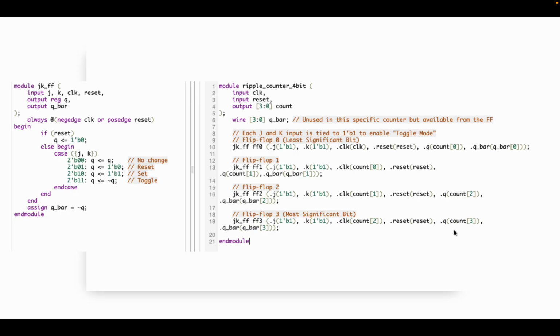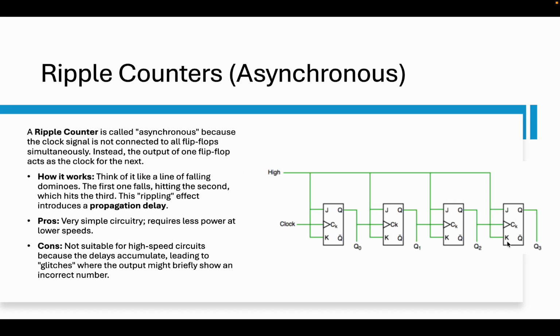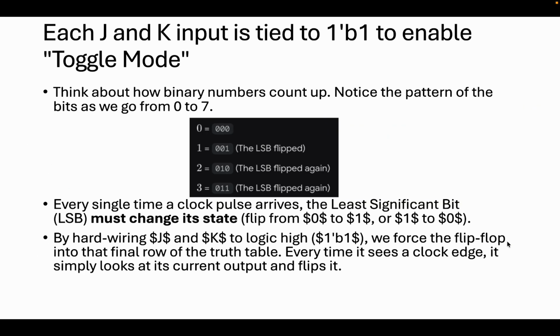Your final output will be count 3 and Q bar 3. That is here. Here you will get that count 3 and Q bar 3. Now we'll talk about why we need the J and K.